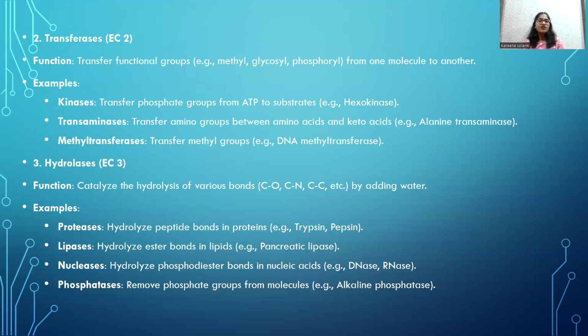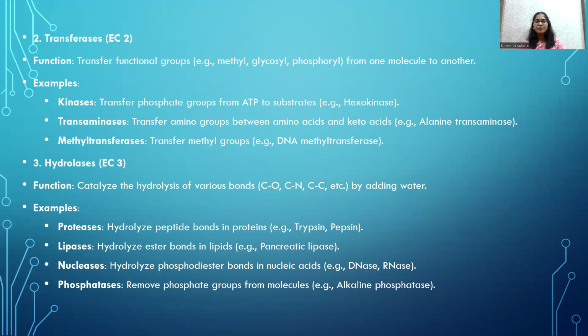The next one is transferase. Transfers functional groups, for example methyl, glycosyl, phosphoryl, from one molecule to another. Example, kinases. Transfer phosphate group from ATP to substrates. Example, hexokinase. Transaminase. Transfers amino groups between amino acids and ketoacids. Methyltransferase. Transfers methyl group.